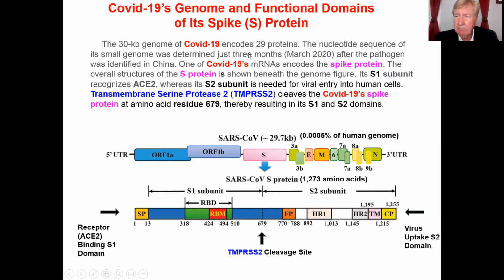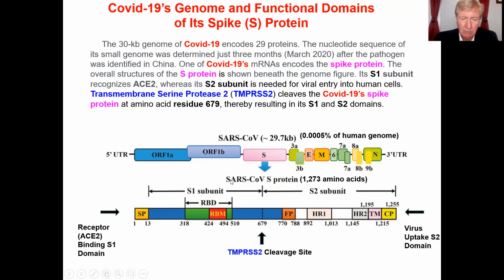Now, it took just 3 months before the genome of COVID-19 was determined. And the reason for that is it's an RNA virus, and the genome is quite small. It's only about 30 kilobase, and that's less than 0.1% the size of the human genome. The genome encodes 29 proteins. The protein we're most interested in is the spike protein shown here. When that spike protein gets translated, it's 1,273 amino acids in size.